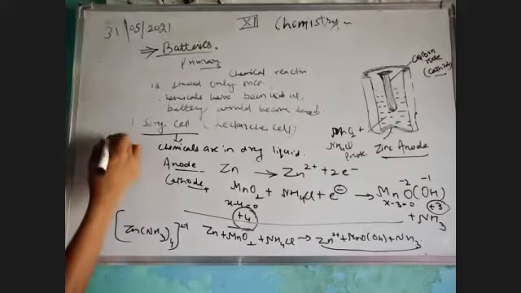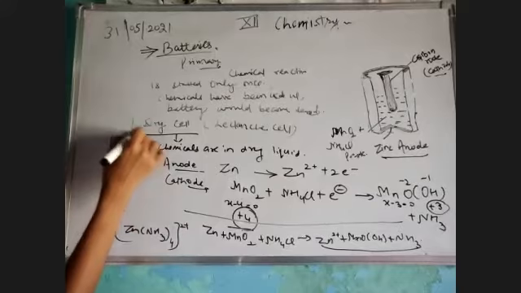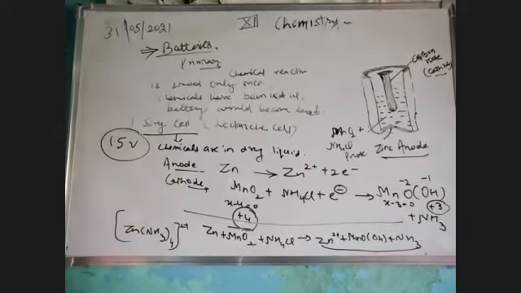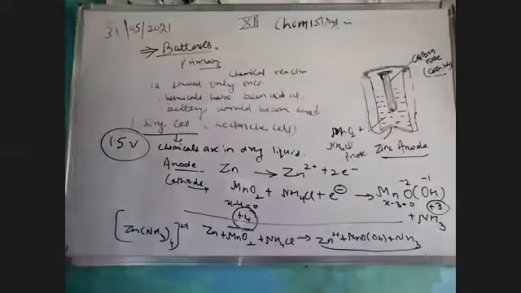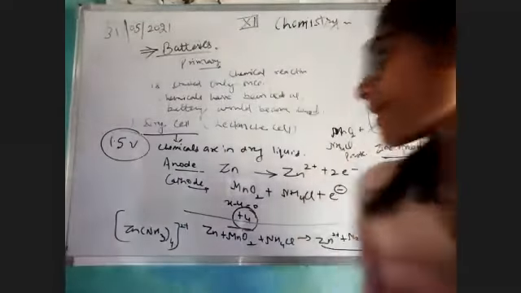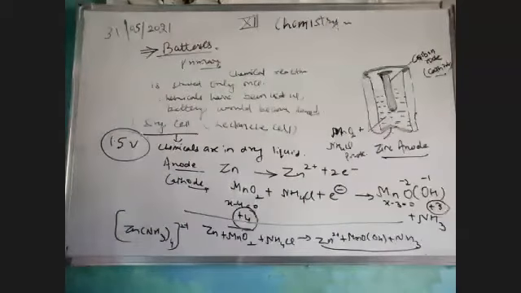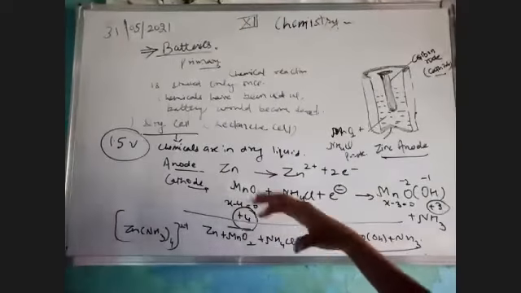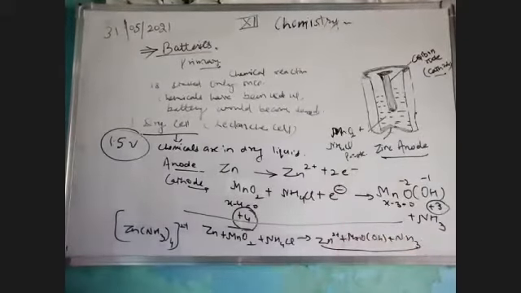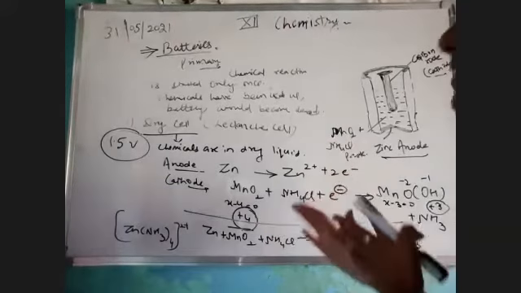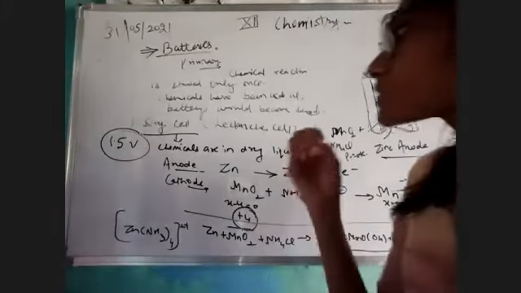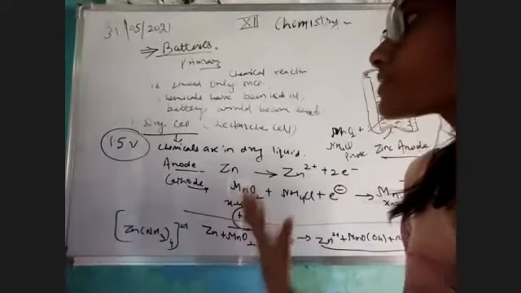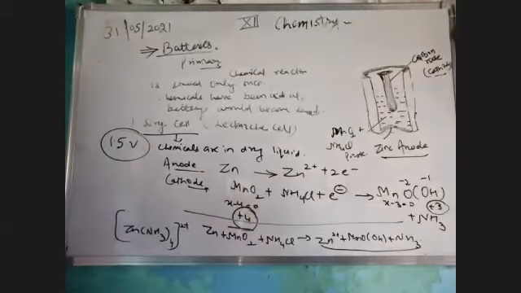One more point: the dry cell has an electrical potential of almost 1.5 volts. Clear? So we have just studied that the dry cell has zinc and manganese dioxide, and zinc as the anode is getting oxidized, whereas manganese oxide is accepting the electron. This cell is just one-way use. We will use it for some time, and after that we have to throw it.